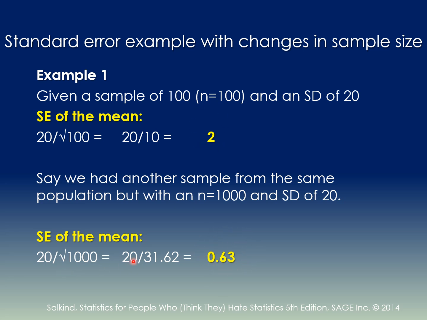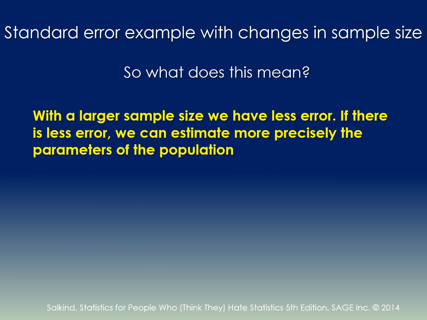And so in this case, with my larger sample size, whatever sample statistic I'm measuring is going to be much closer to the population statistic than it would be with a smaller sample size. And again, what does this mean? With the larger sample size, we have less error. If we have less error, we can estimate more precisely the parameters of the population.